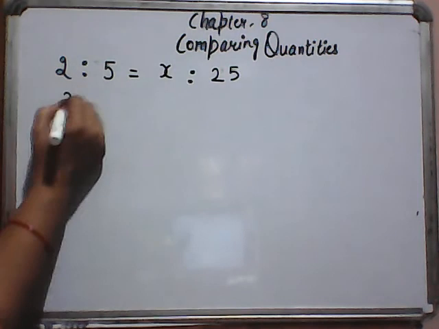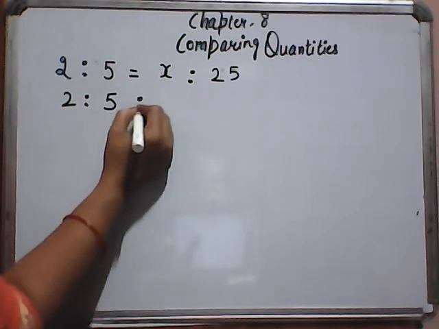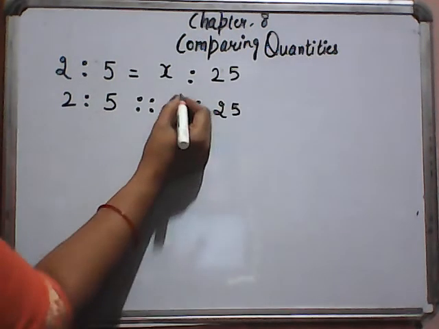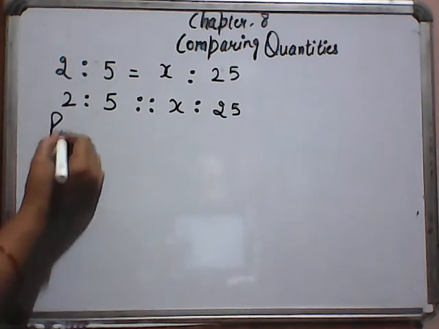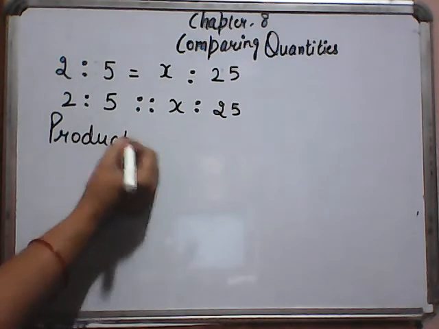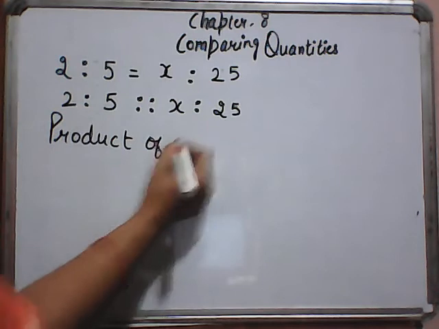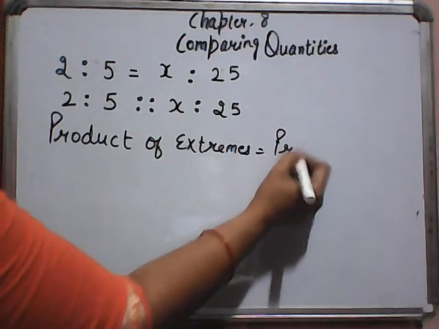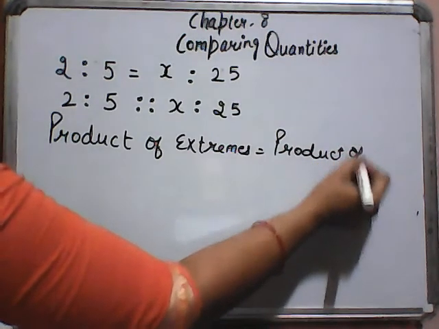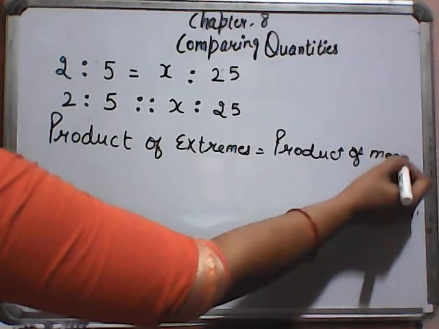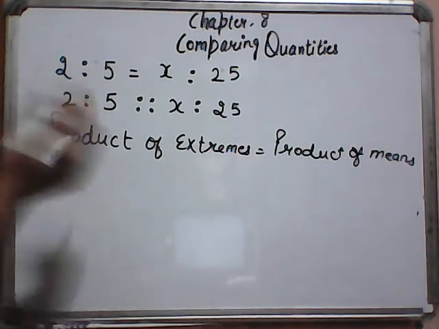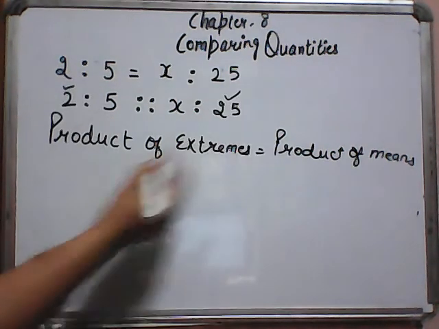So we can write it in the form 2:5 proportion x:25. What is the formula for finding the unknown variable? If the ratios are in proportion, then the product of extremes is equal to the product of means. What are the extremes? The first term and the last term are known as extremes.